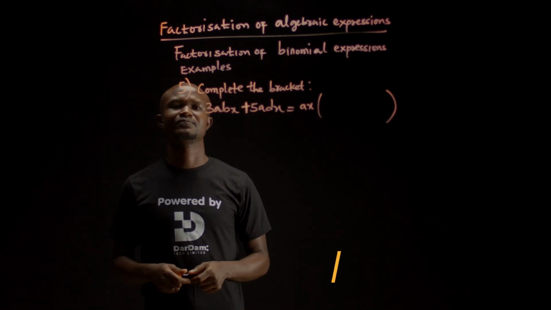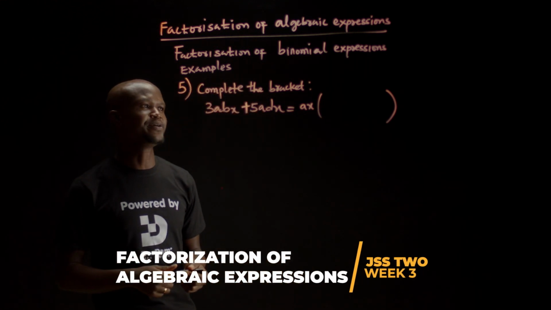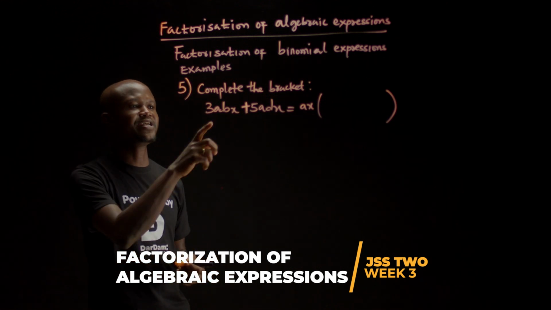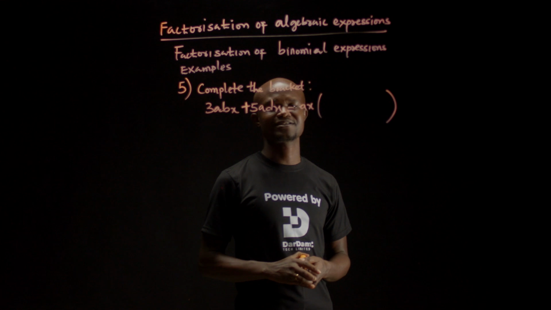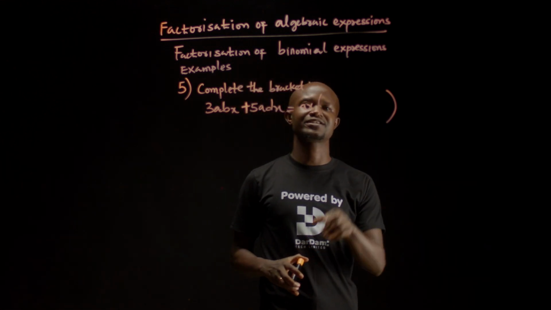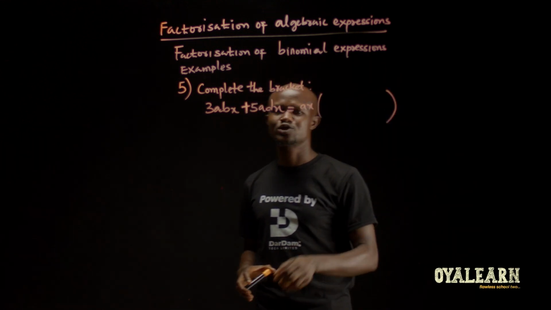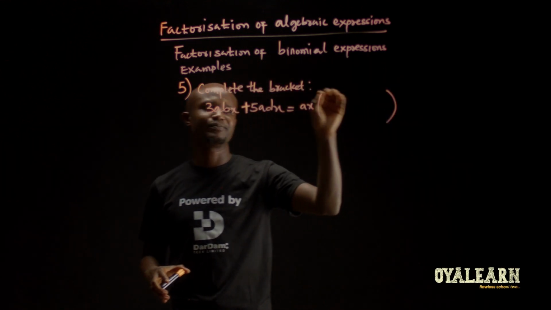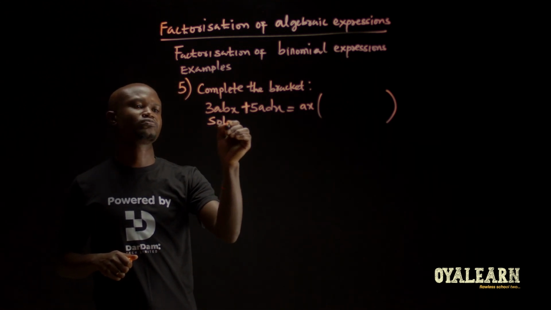3, 2, 1, go. Complete the bracket. 3abx plus 5adx is equal to ax into bracket empty, close the bracket. So we are asked to complete the bracket. So in this case, what do we need to do? Solution.